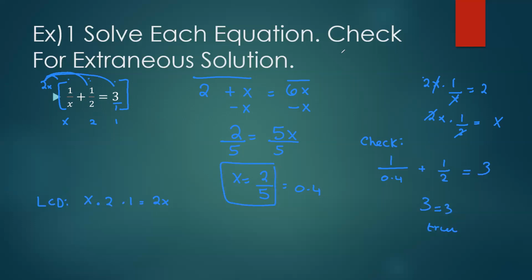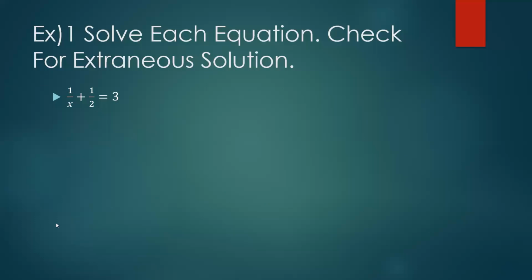Okay, let's move on. Example 2, same directions: solve each equation, check for extraneous solutions. Okay, so we have 1 over 2 plus a minus 2 over a equals a plus 2 over 2a. You see a lot of a's, so don't worry.